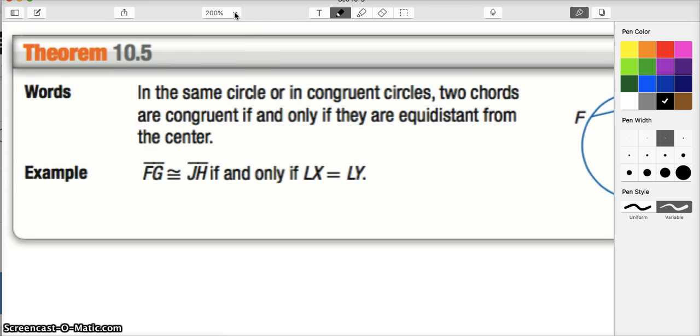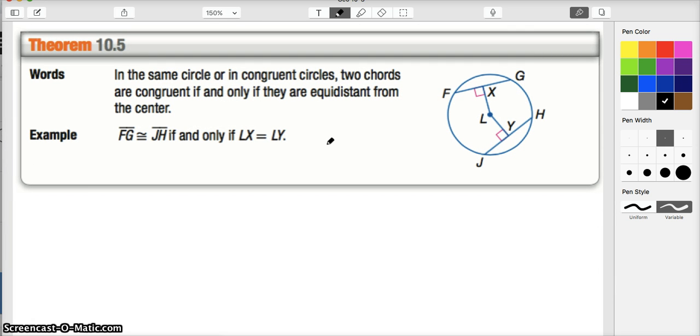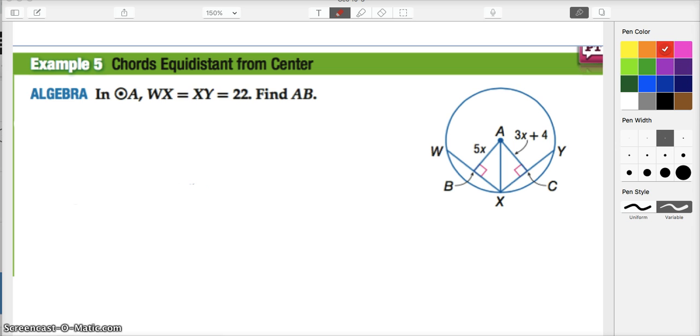All right, so here we are with a new theorem. Let me make that so we can see it. So here's our situation. It says in the same circle or in congruent circles, two chords are congruent if and only if they're equidistant from the center. So this is kind of a nice two-way situation. FG and JH are only equal if I can prove that their distance from the center, or these segments here, are the same. Okay, so given that, let's see if we can apply that theorem to this next problem.